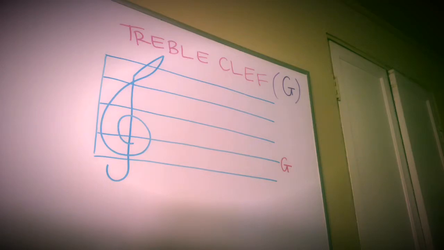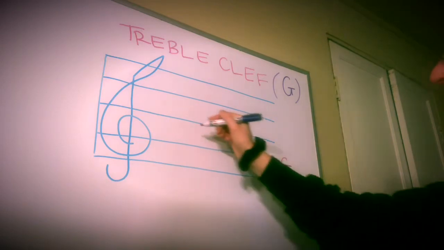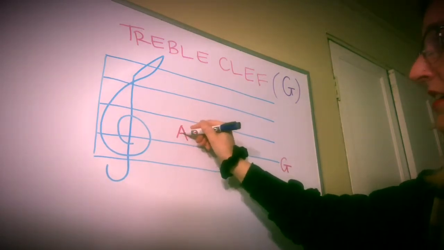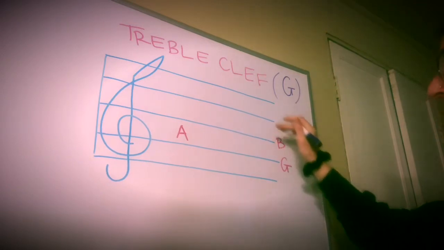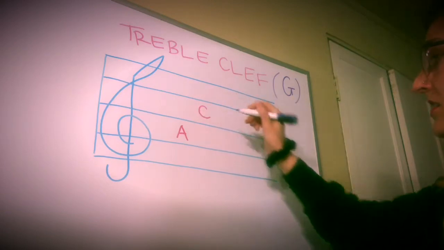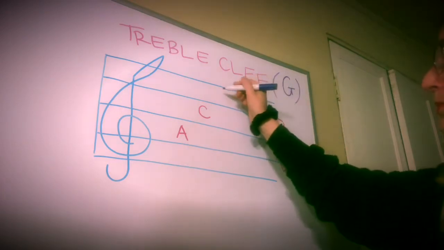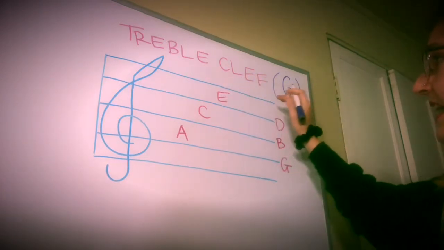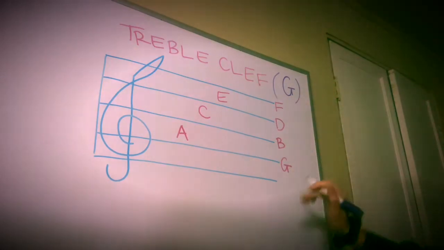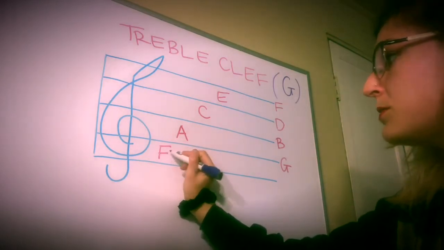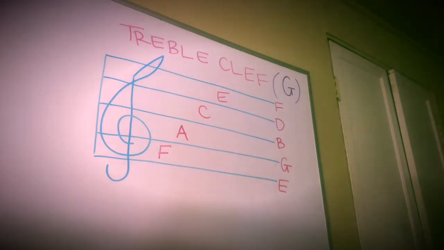So here in the treble clef, if we know that the second line is G, then we know that the space above G is A. We know that the line above A would be B, and the space above B would be C, and the line above C would be D, and the space above D would be E, and the line above E would be F. We also know that if we step down from G, that first space will also be an F, and then our bottom line stepping down from F will be an E.